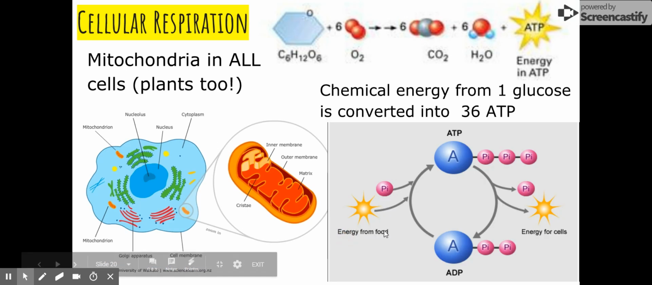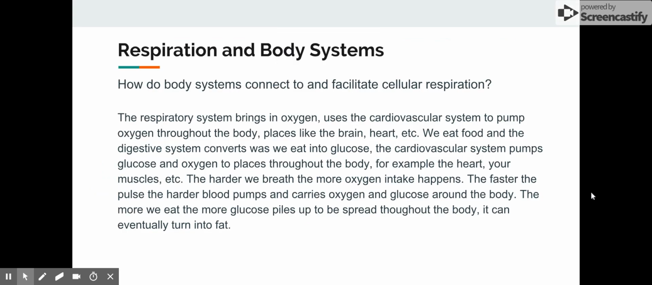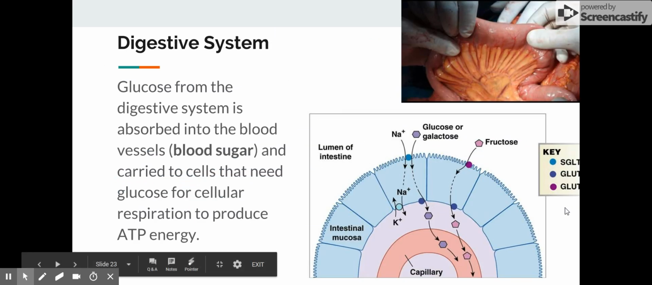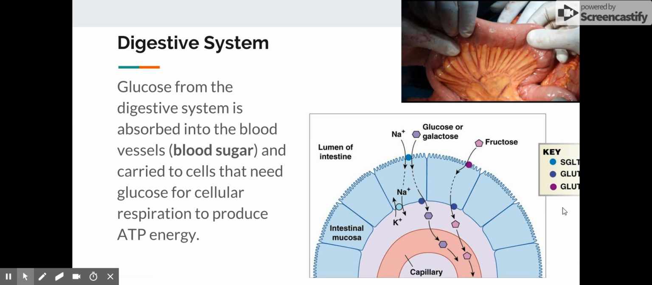So there's an overview again. It's in cells. It's a chemical process. The goal is to make ATP. Carbon dioxide and water are waste products. So how do our big bodies do that? Well, here's a student response in which they responded. But to break it down into a couple of more simple examples: where does the sugar, the glucose, come from? Well, that comes from your digestive system.